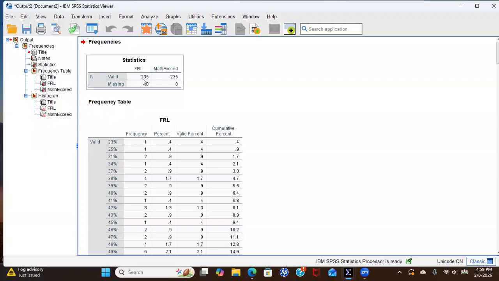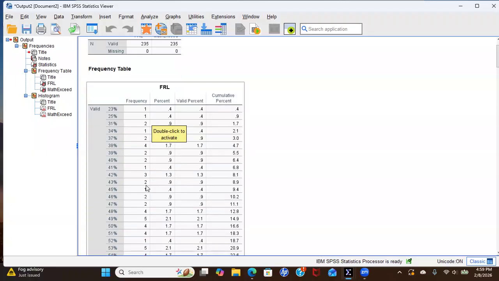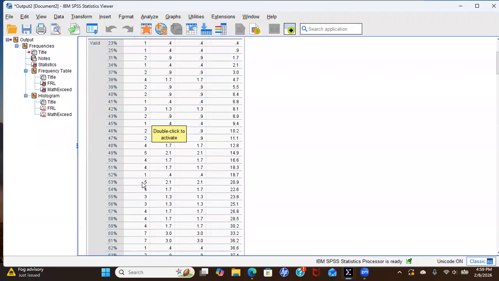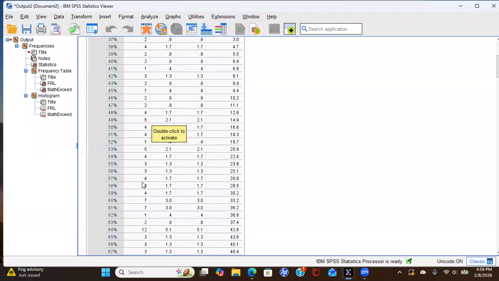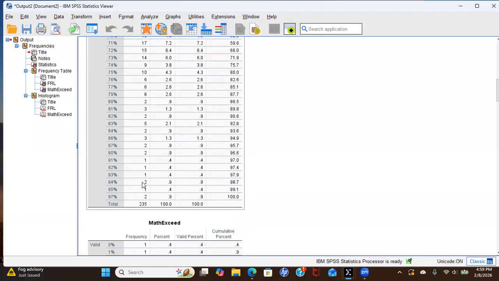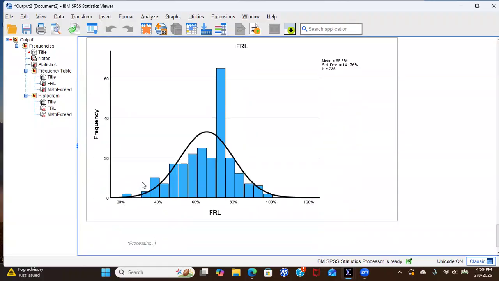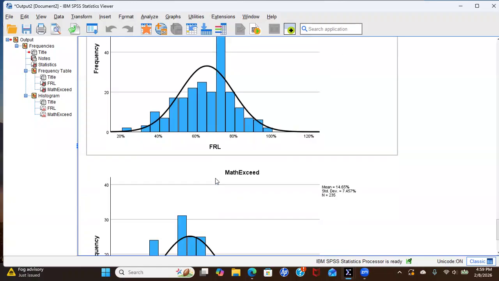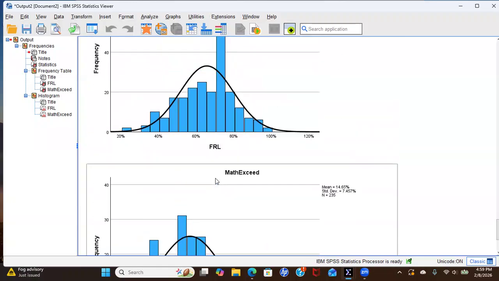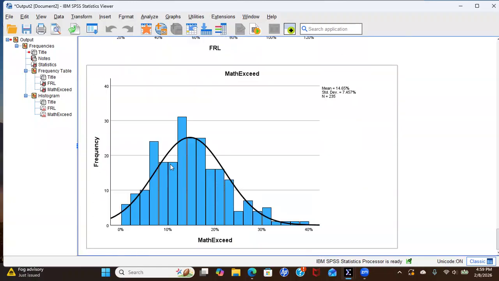There are 235 data points. I see my frequency here, and I already see ones. So that lets me know that it doesn't meet the criteria of 5 in each category. But I'm going to scroll down to see if it is normally distributed. And I see that it does seem to be a normal curve.